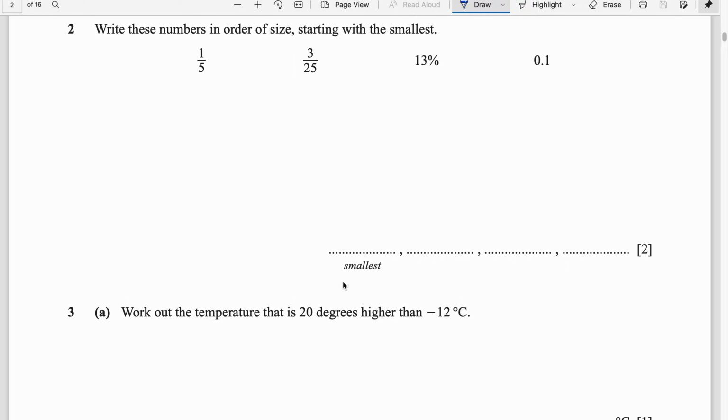Question number 2. Write these numbers in order starting with the smallest. So 1 by 5 is 0.2. 3 by 25 is actually 12 by 100, which is 0.12. 13% is 0.13 and that is 0.1. So the smallest number is 0.1. Then we have 0.12, which is 3 by 25. Then we have 0.13, which is 13%. And the last one is 1 by 5.